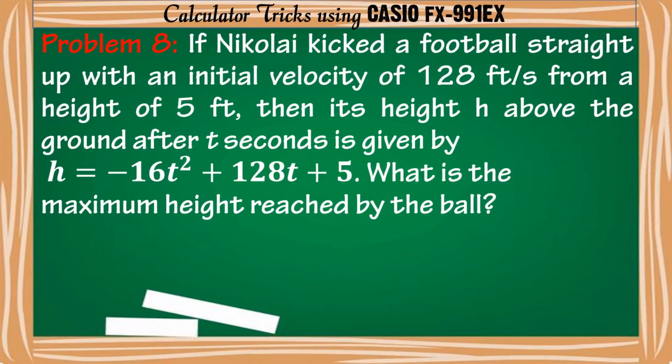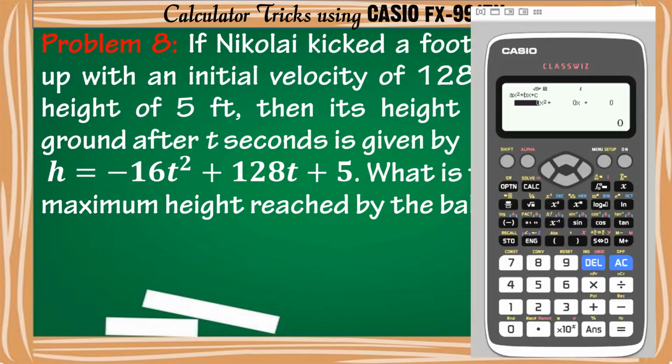Problem number 8. If Nikolai kicked a football straight up with an initial velocity of 128 feet per second from a height of 5 feet, then its height h above the ground after t seconds is given by the quadratic function negative 16t squared plus 128t plus 5. What is the maximum height reached by the ball? So here, we are simply looking for the maximum height, which is also equal to the maximum value of y.